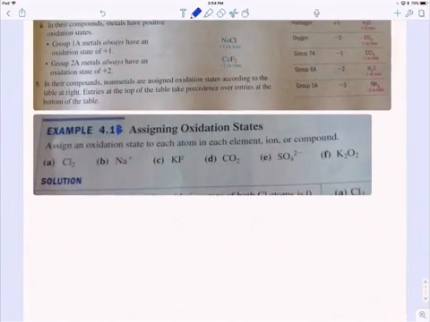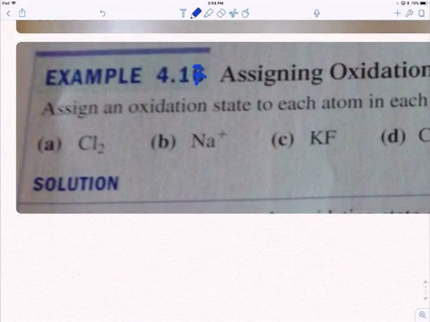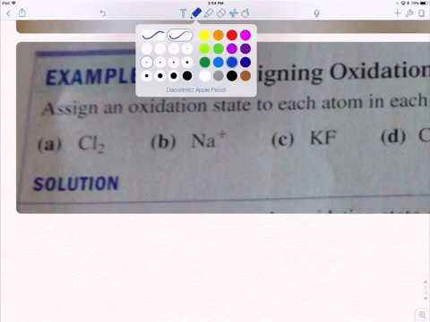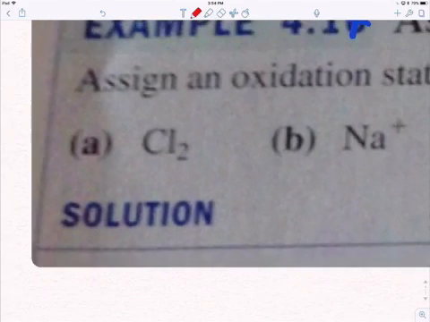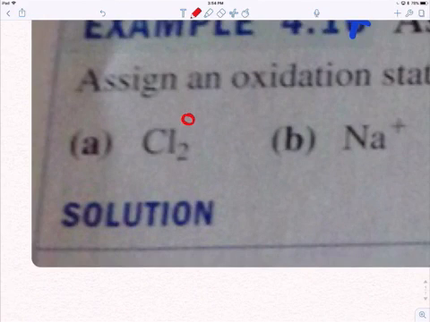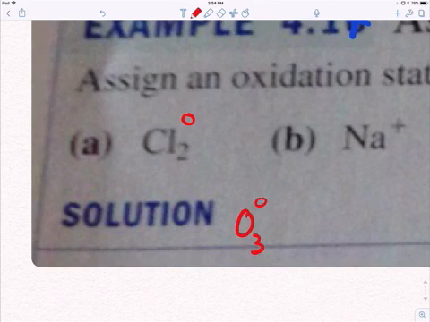All right, so let's apply these rules here. Start off with chlorine, Cl2. Chlorine is a free element. That's rule number 1. Chlorine's oxidation state is 0. Because it's an element, there's only one type of atom. Even though there's 2, chlorine is a free element. It's 0. It doesn't matter, like ozone, O3, it's still 0.